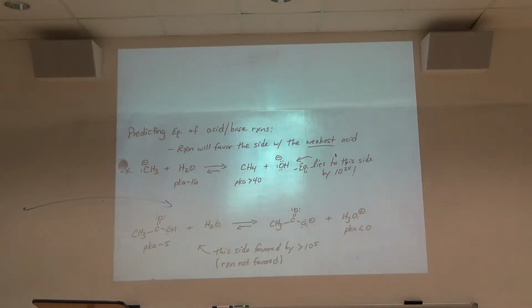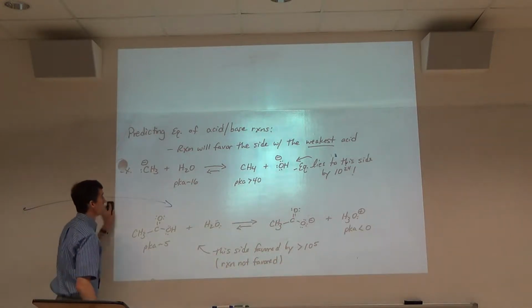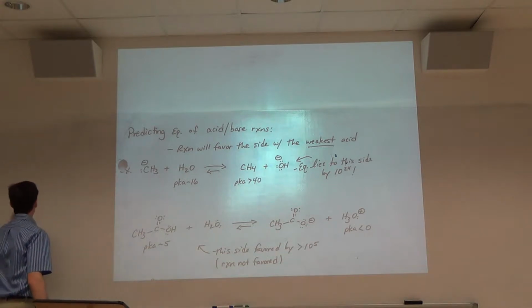Questions? So is this from the Ka calculation that we determined that the reaction favors the side with the weakest acid, or is that just in this case? Where is that statement coming from? Reaction will favor the side with the weakest acid. I have to think about it. It may just be something inherent. I don't know if it's actually in numbers.